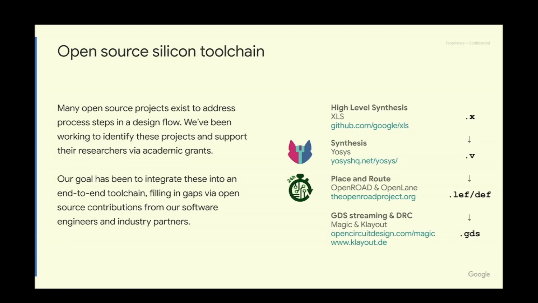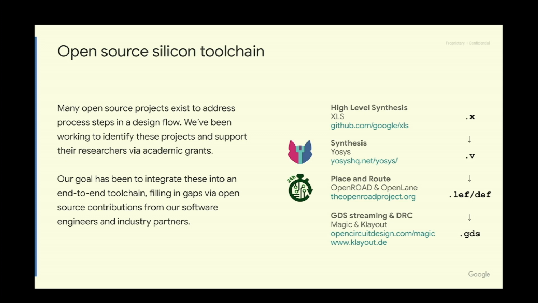So now that we have PDKs available, we need tools that can work with them. And so there are many, many open source projects that exist in the space to address each step in the flow. I know that Frank noted in his presentation earlier this morning, these are all very disconnected, and it's very difficult to chain them together into a single coherent flow, because each open source project is run by volunteers, and they all pick a different part of the problem to solve. And so at Google, we're interested in trying to identify these different projects in the ecosystem and support their researchers via academic grants. So if anyone in this room is working on related tools in the space, please reach out to the University Relations team. We would love to talk to you.